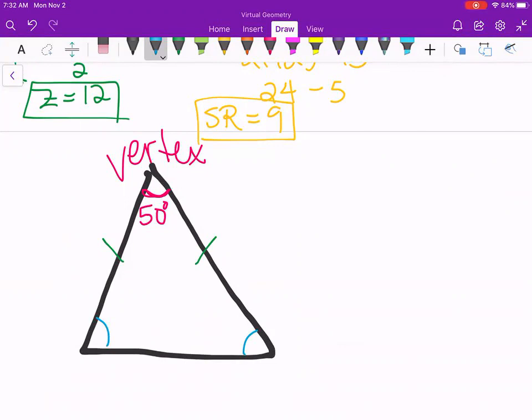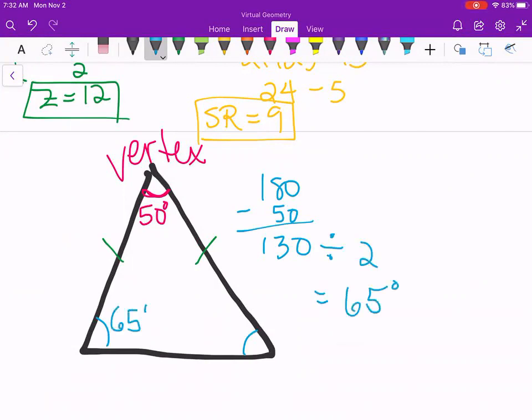Because again, out of 180, 50 has been used up, leaving 130. Well, remember that 130 is supposed to be the total of those other two. And since those other two are equal, I can divide that 130 by 2, and each of them would then need to be 65. Okay, so I just wanted to do another quick one to see how you can get the other two angles if they only give you the vertex.